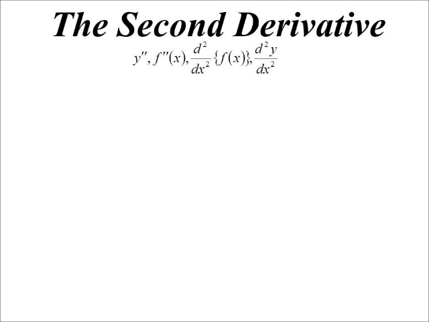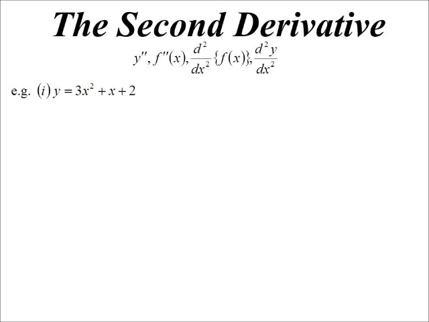Notice I'm saying d2y dx2. I'm not saying d squared or dx squared. I mean, it looks like squared because that's also how we write that notation. But the second derivative does not mean the first derivative squared. Okay? It means differentiate it a second time.